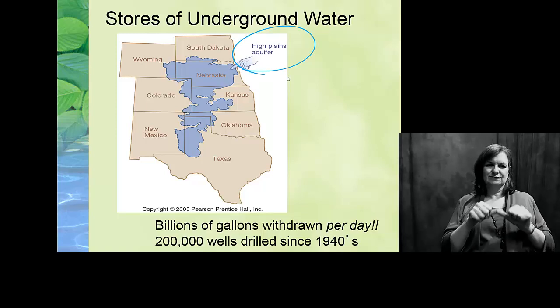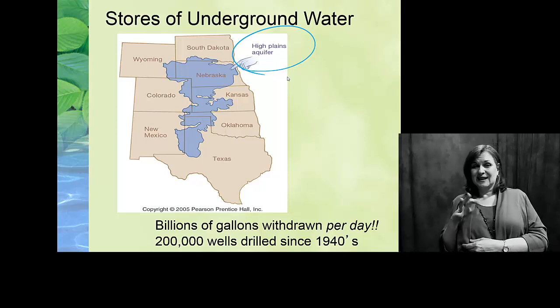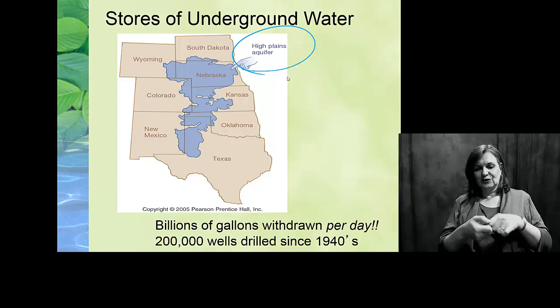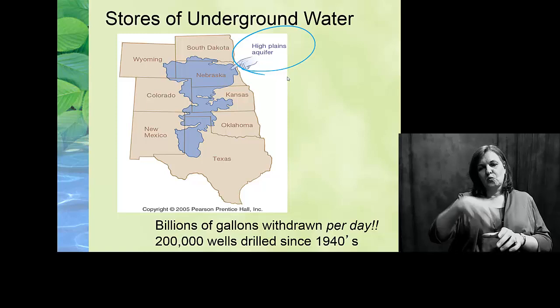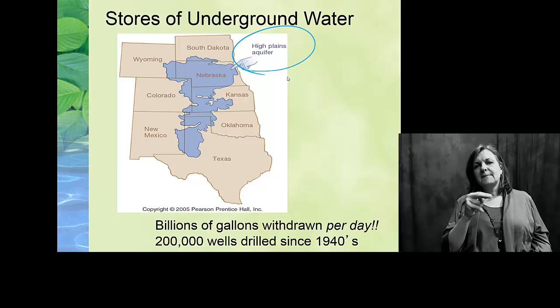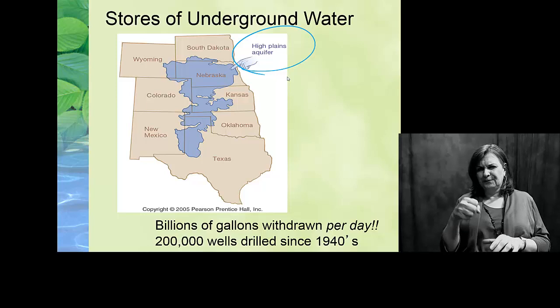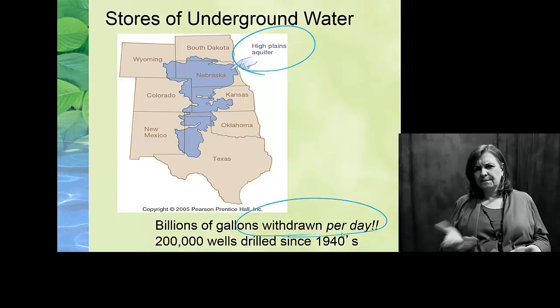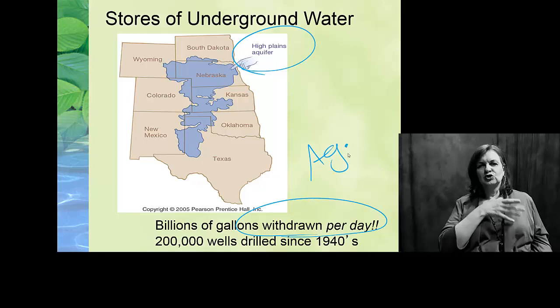We look at, since the 1940s, more than 200,000 wells have been put onto this aquifer, and we draw out the water from it on average, looking at several billion gallons of water per day taken out of this aquifer. So what do you think it's taken out for? What are they using the water for? Primarily agriculture.